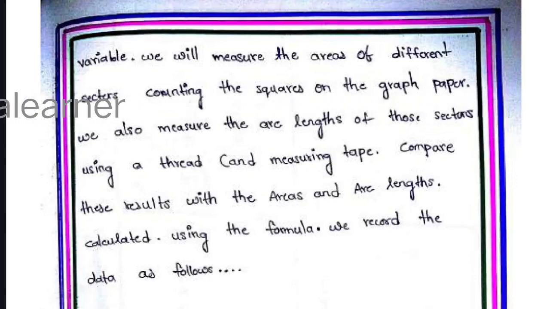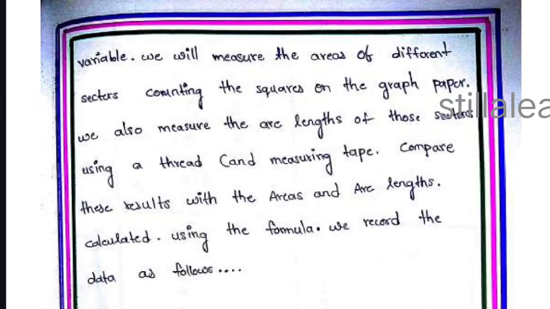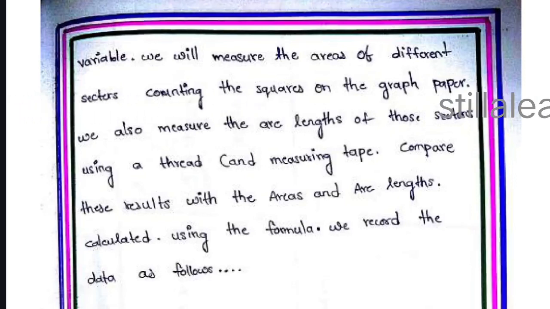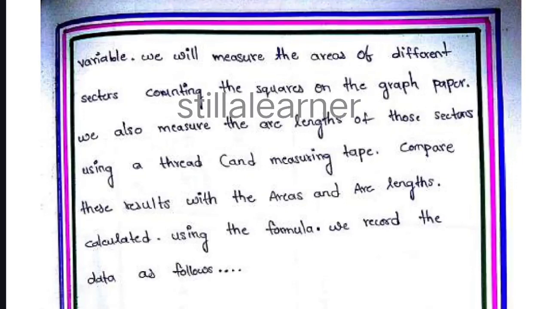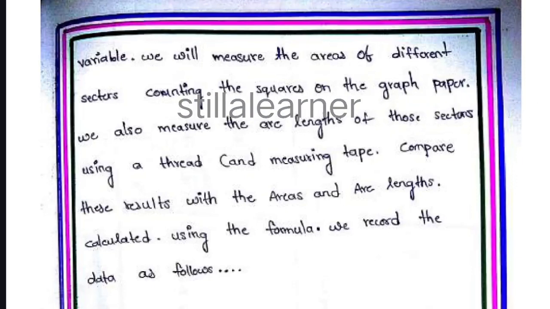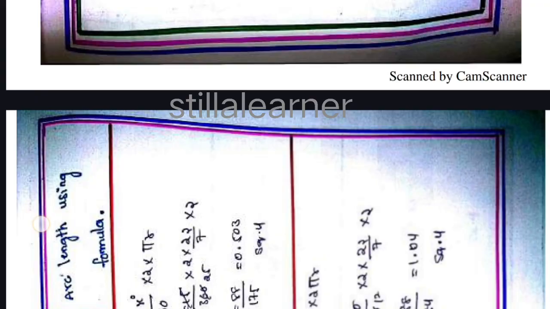Okay, let's see. We will measure the area of different sectors by counting the squares on the graph paper. We also measure the arc length of those sectors using a thread or measuring tape. Compare these results with the areas and arc lengths calculated using the formula. We record the data as follows.